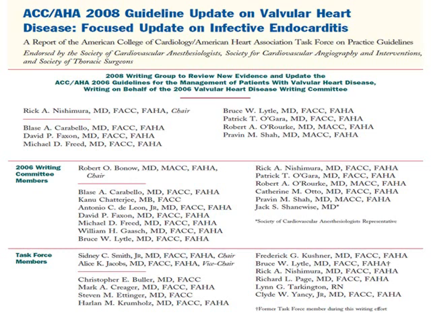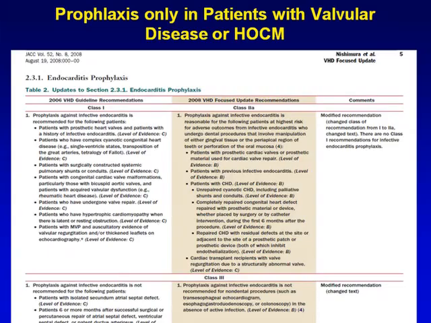The ACC-AHA guidelines on valvular heart disease with updates on infective endocarditis, how do you treat it once you have it, that's a good thing to have in your back pocket. One of the issues that they bring up is that prophylactic antibiotics are really only to be used, and this is all sort of new, before non-device procedures in patients who have known valvular disease that's pretty bad, bad leaky valves, prosthetic valves, and so forth, or significant hypertrophic cardiomyopathy with obstruction.